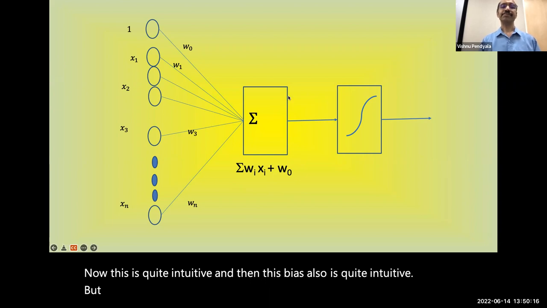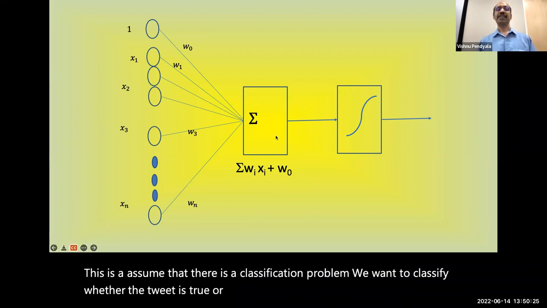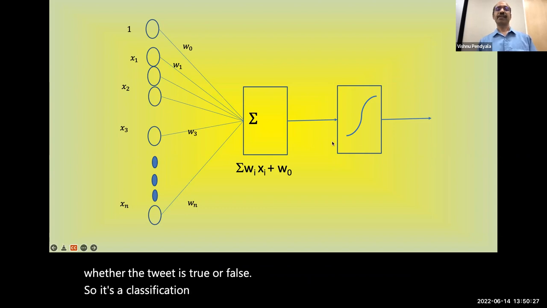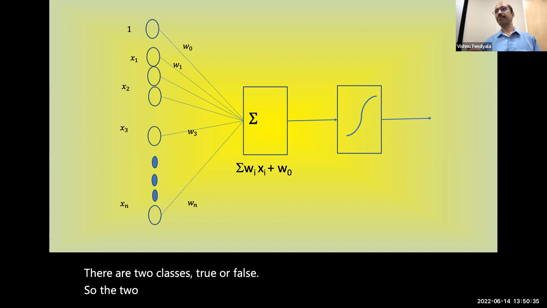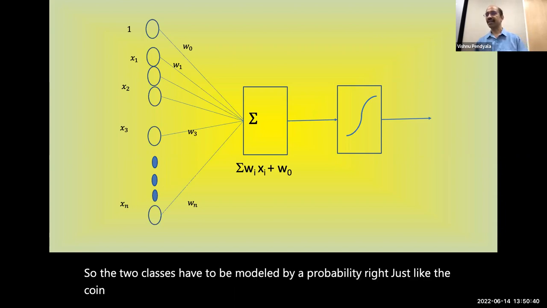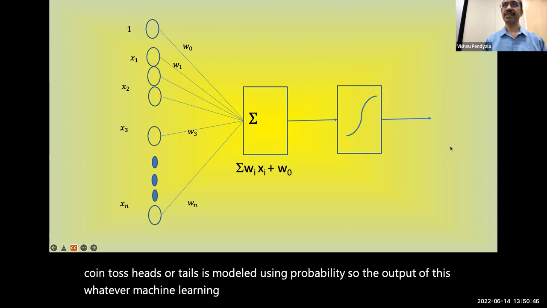But the problem is, assume that this is a classification problem. We want to classify whether the tweet is true or false. So it's a classification problem. There are two classes, true or false. The two classes have to be modeled by a probability, right? Just like the coin toss, heads or tails, is modeled using probability. So the output of whatever machine learning program should be a probability.